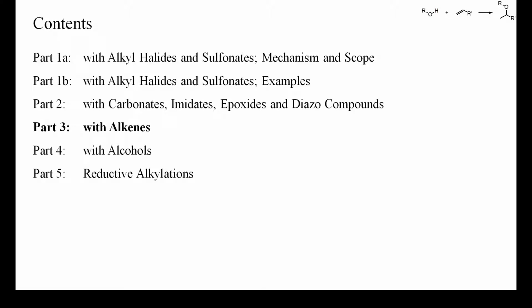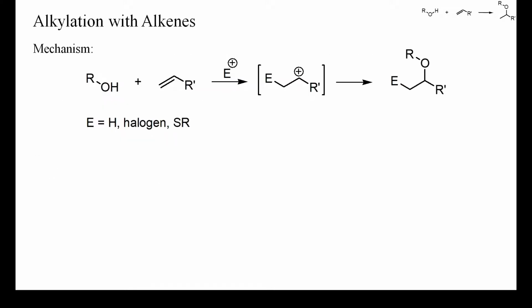When applicable, olefins are among the most inexpensive and environmentally friendly reagents for alkylating alcohols because no stoichiometric amounts of waste are formed. The alkylation of alcohols by alkenes can be catalyzed both by acids or bases. In the acid-catalyzed version, the olefin must first be converted into a carbocation by reaction with an electrophile.